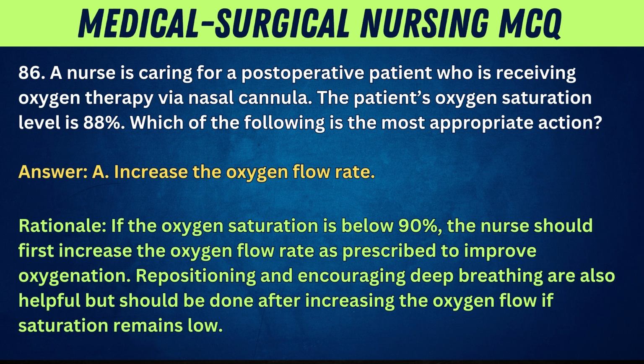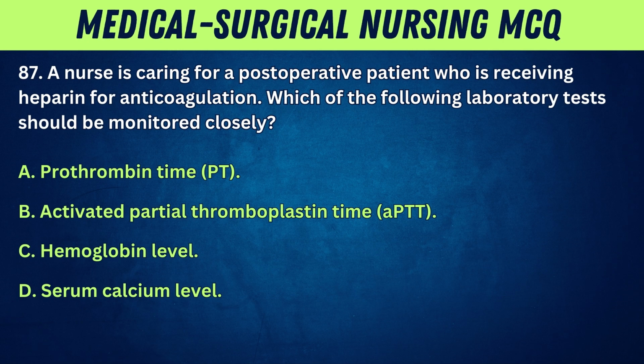Rationale: If the oxygen saturation is below 90%, the nurse should first increase the oxygen flow rate as prescribed to improve oxygenation. Repositioning and encouraging deep breathing are also helpful, but should be done after increasing the oxygen flow if saturation remains low. 87. A nurse is caring for a postoperative patient who is receiving heparin for anticoagulation.